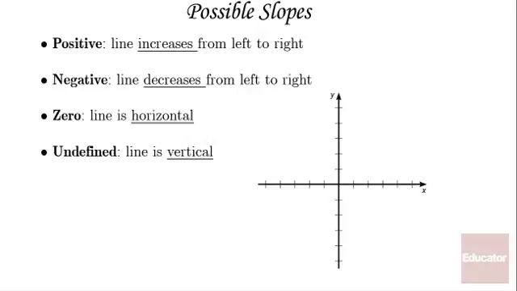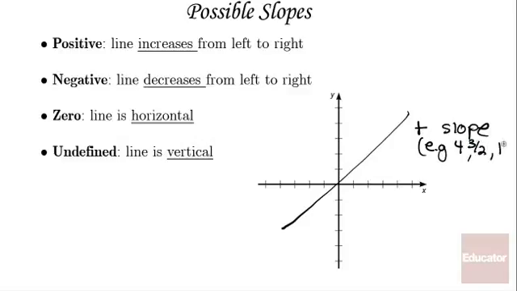For example, if I have a line that increases from left to right, it would look like this, and this would have a positive slope. For example, the slope could be 4, it could be 3/2, it could be 1. So lines that are increasing from left to right have a positive slope.